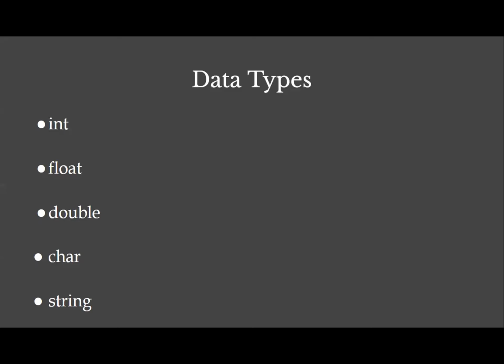So the first 3 categories, that is int, float, and double, deal with numbers. They're used to represent numbers in the various formats in which they appear. And the following 2, char and string, are used to represent strings, as in a collection of letters and that sort of thing. So let's move on to the first one.